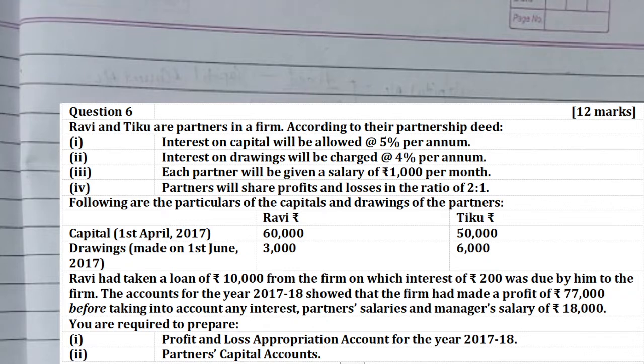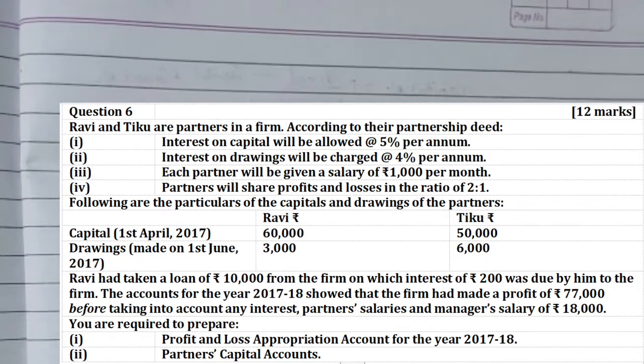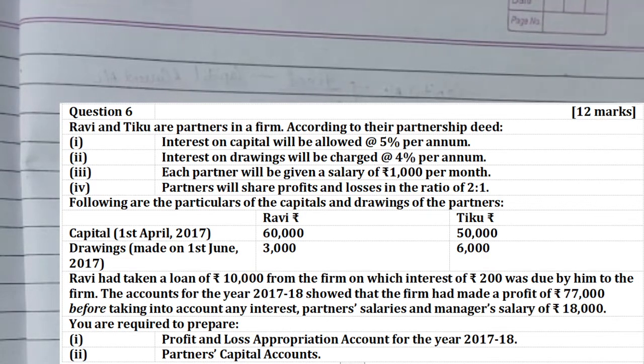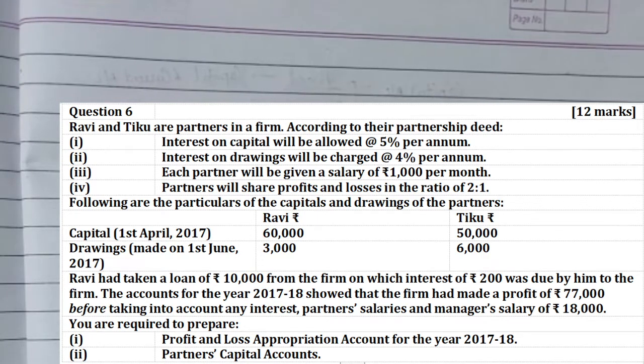Now, the next question was asked for 12 marks. In this question, it is mentioned that Ravi and Tiku are partners in a firm and their partnership deed defines that interest on capital will be allowed at 5% per annum, interest on drawings at 4%, a salary of 1,000 per month, and profit sharing ratio is 2:1. The opening balances have been given, the drawings figure has been given.